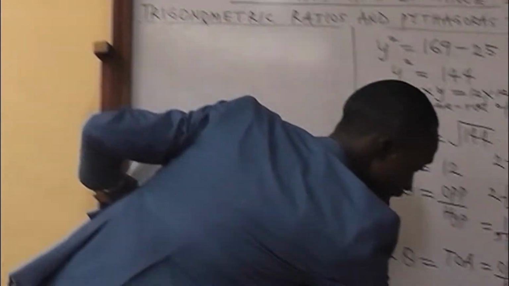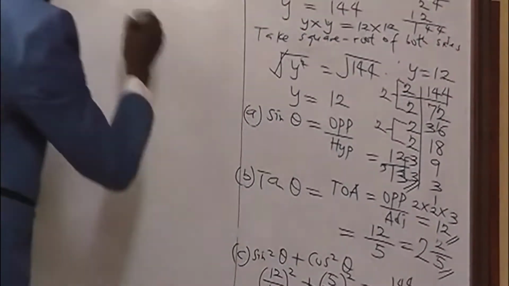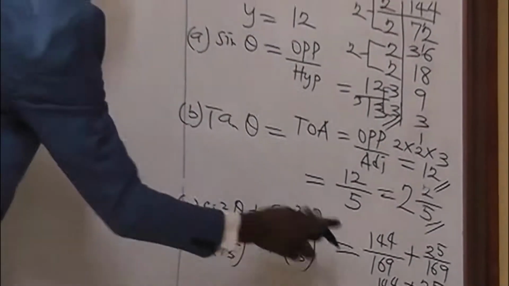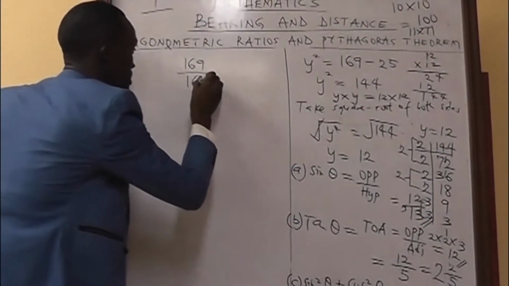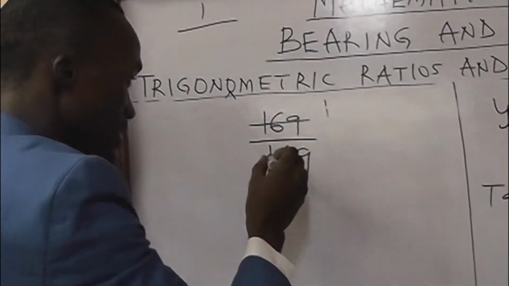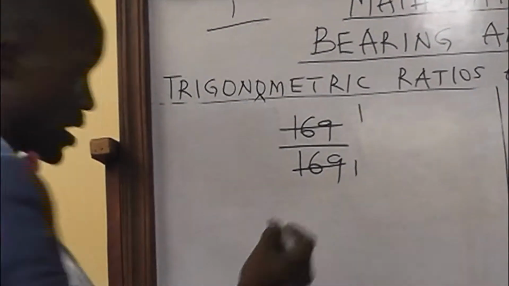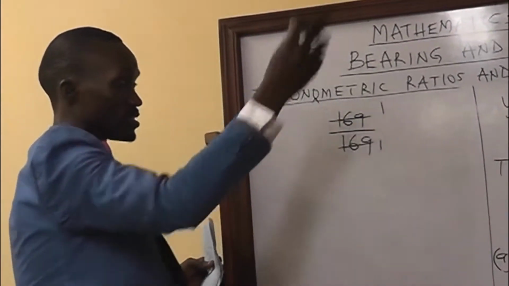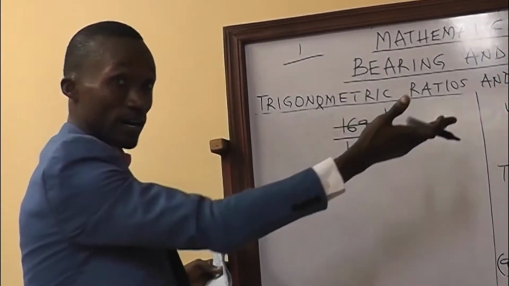So from here, the addition of 144 and 25 will give us 169, and our denominator still remains 169. So 169 over 169. Since they are the same thing, that's why I just divided through by 169.